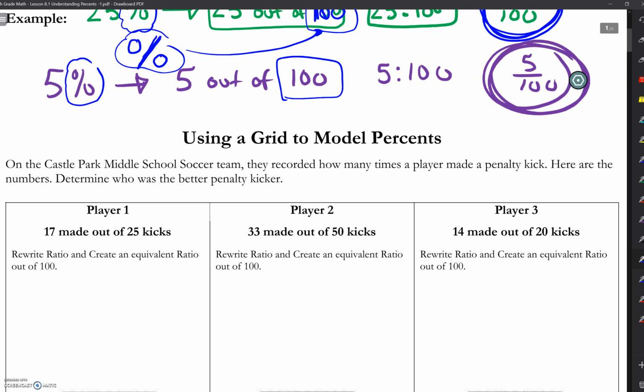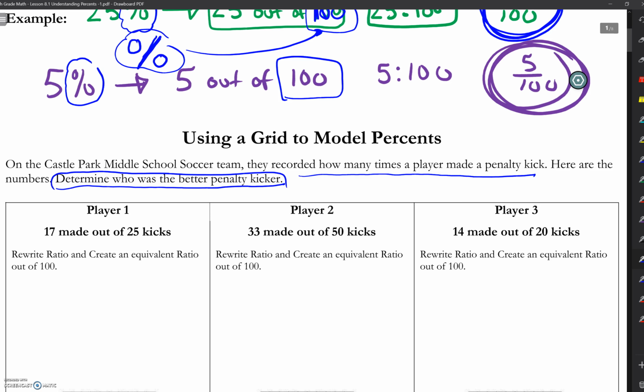Okay, so let's look at how we can model percents. And this is one of the ways we can model percents. It says, on the Castle Park Middle School soccer team, they recorded how many times a player made a penalty kick. Here are the numbers. Determine who was the best or the better penalty kicker.